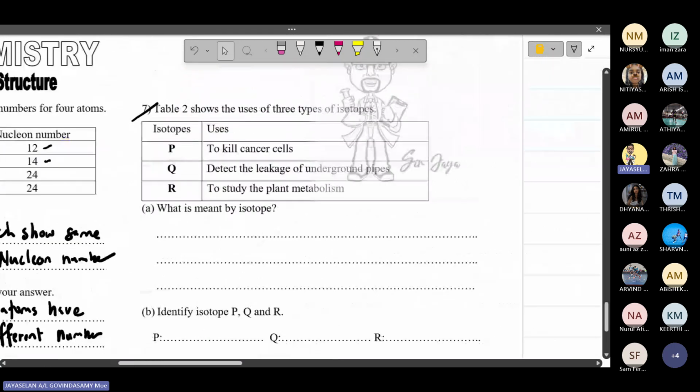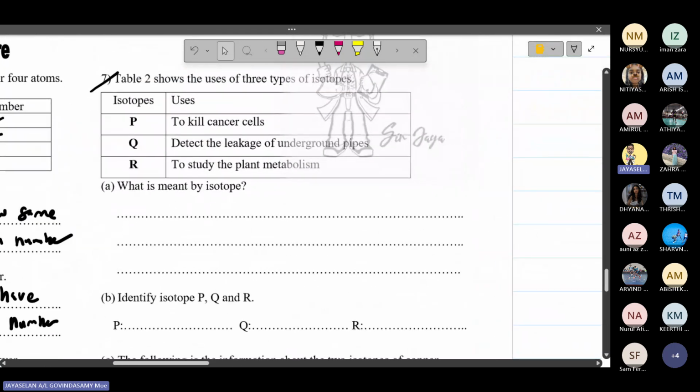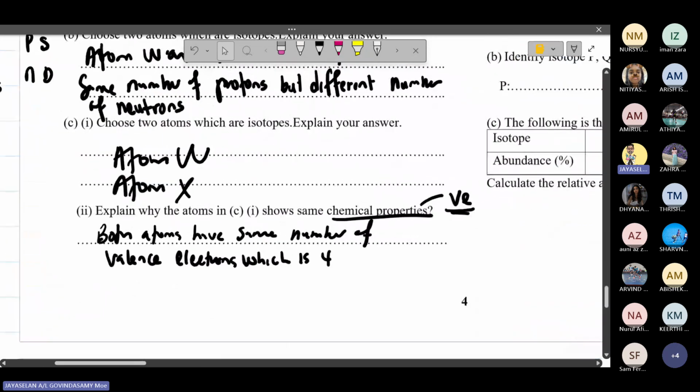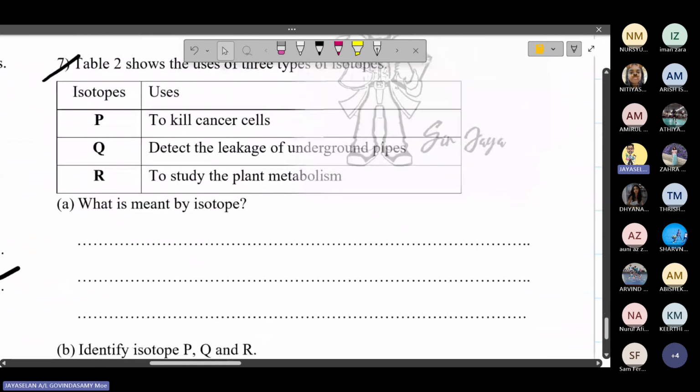Okay, now we do another question. This one y'all do. Okay, this one y'all watch the recording later and do. Can, the module in the group, try to redo again.